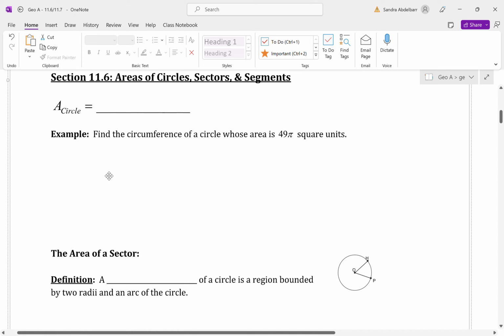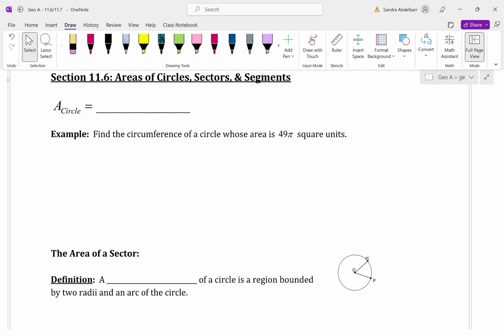Here we are. Okay, so 11.6, we're still going on with area. The last formulas we're going to learn about for area: areas of circles, sectors, and segments. We know what a circle is, and we should know how to find the area of a circle. Everyone always mixes up area of a circle and circumference of a circle. So we know circumference of a circle is 2 pi r or pi d.